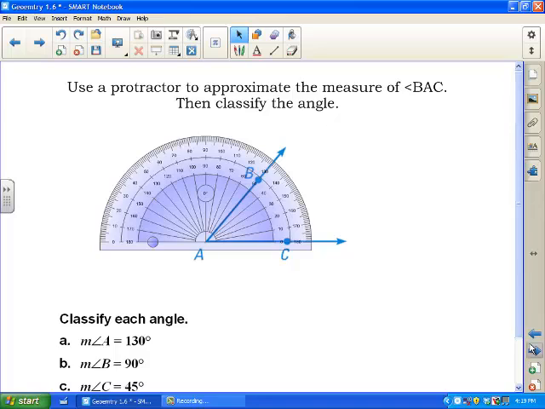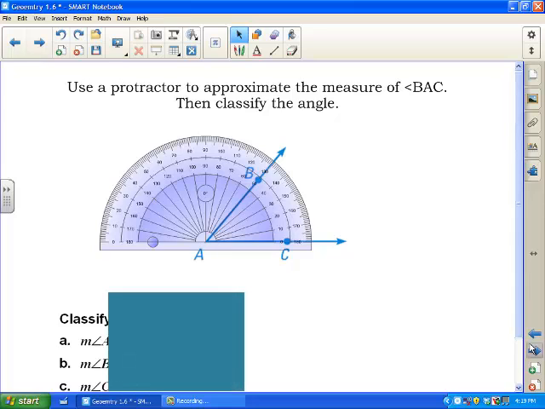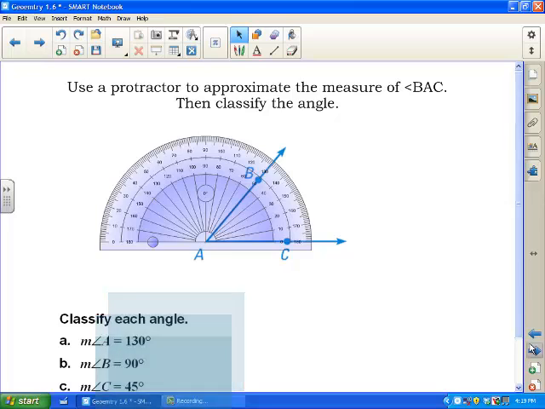Now let's practice classifying some angles. First we have the measure of angle A is 130 degrees, so angle A is obtuse. Next, the measure of B is 90 degrees, so B is a right angle. And finally, the measure of angle C is 45 degrees, so C is an acute angle.